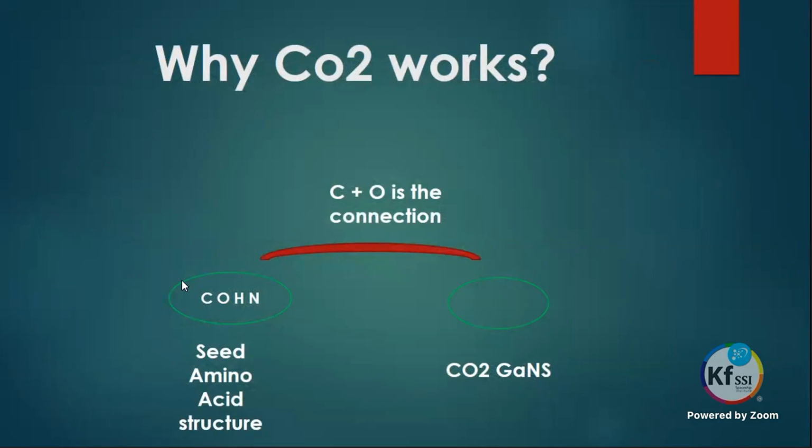When you look at why your CO2 GANs work, it's because when you look at your seed, it's sort of amino acid structure based. So you've got your C, O, H, and N. You have your carbon connection and your oxygen connection with your amino acid base. And that's why the CO2 that we use works so well.